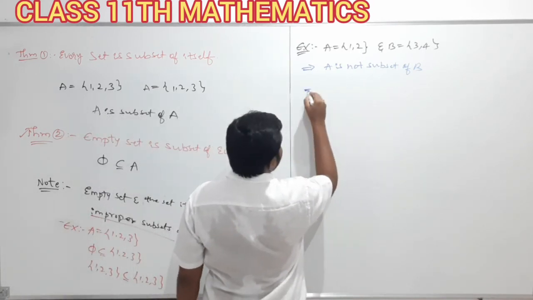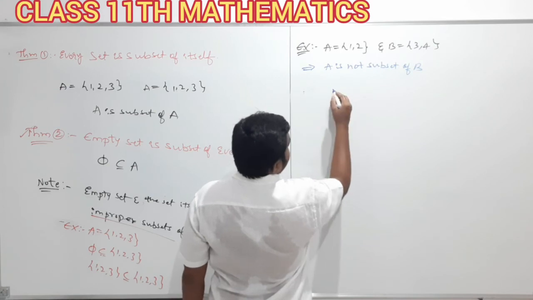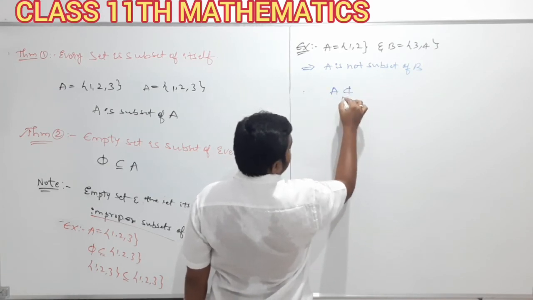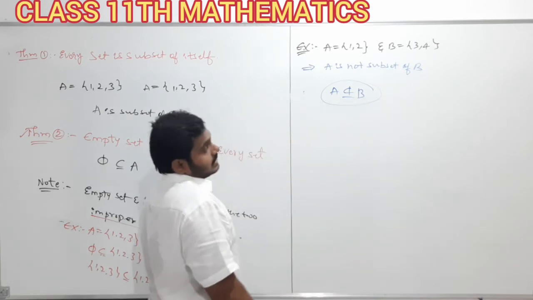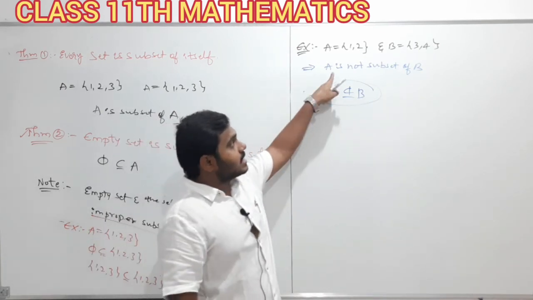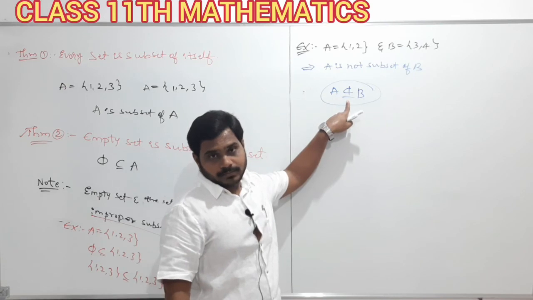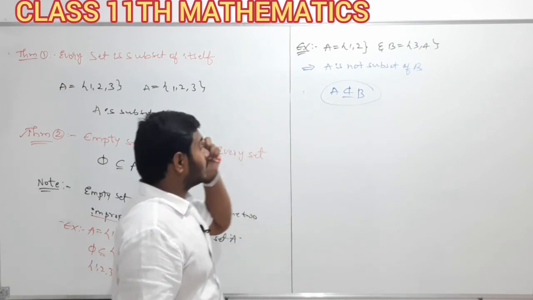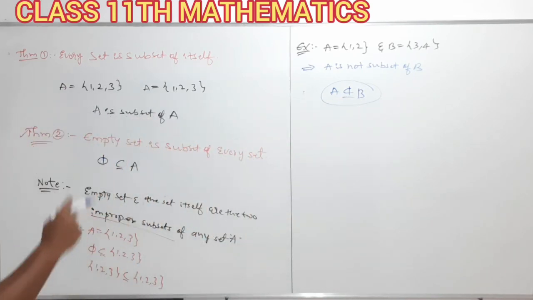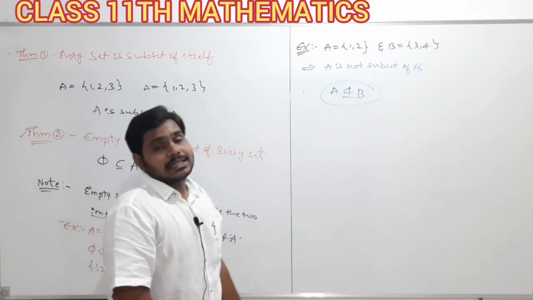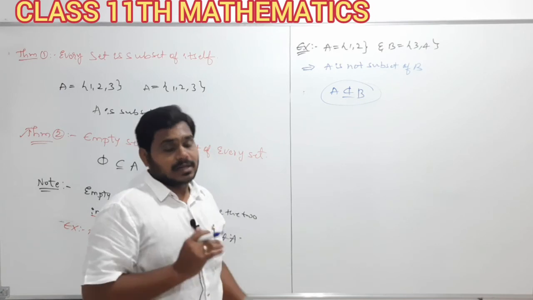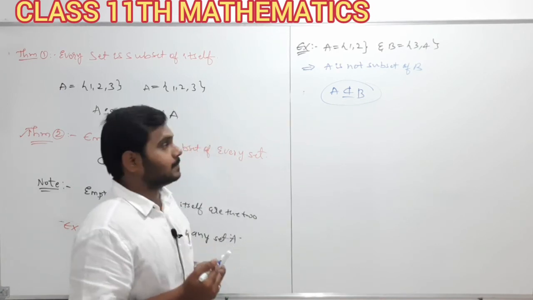In symbolical form, how should we write it? Symbolically, we should write it like this, take out this subset symbol and write it like this. So symbolically we will write A is not a subset of B. Clear? So my dear students, all these concepts are very, very important. Please try to remember. Still, if you have any doubts, please comment, I'll reply to that.